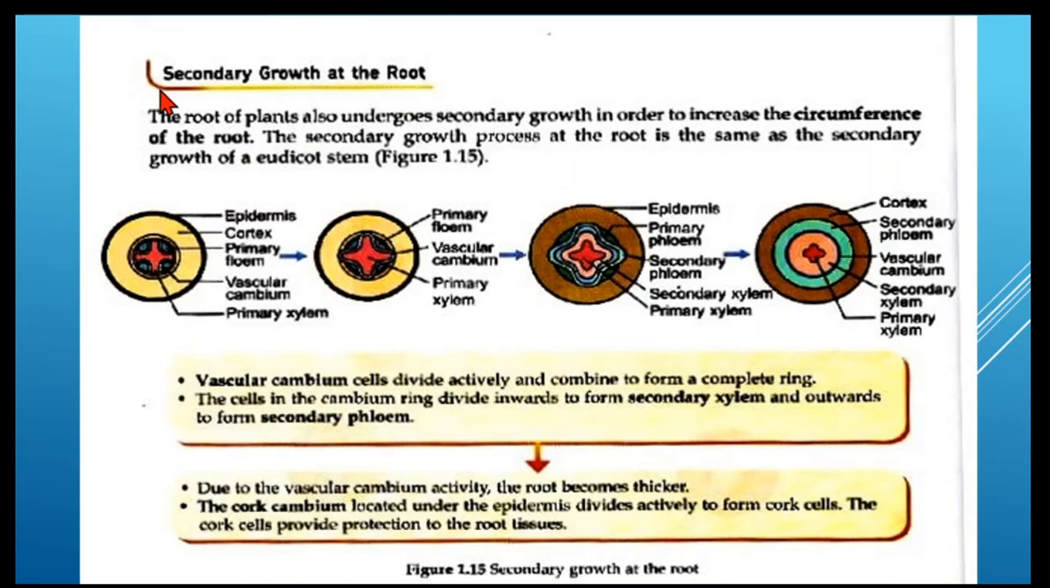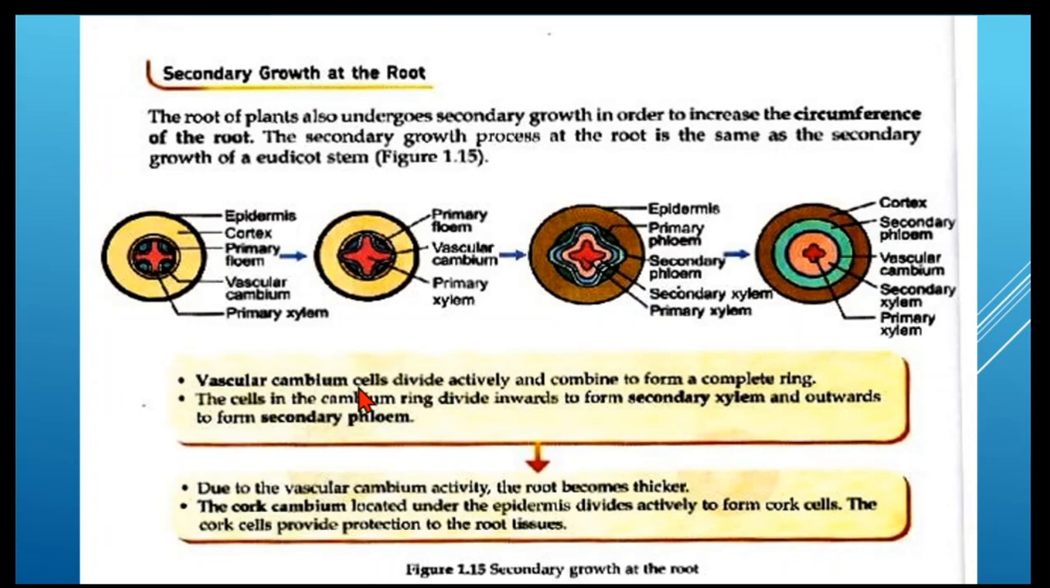So next one is the secondary growth at the root. Kali ini di root. The root of the plants also undergo secondary growth. Increase the circumference or the diameter of the root. The secondary growth process at the root is the same as the secondary growth of a eudicot stems, dicotyledon.